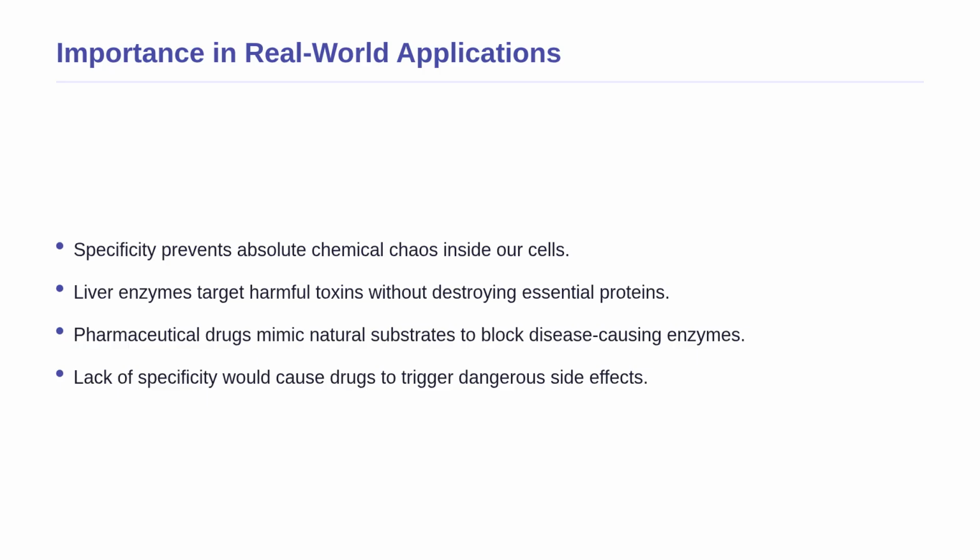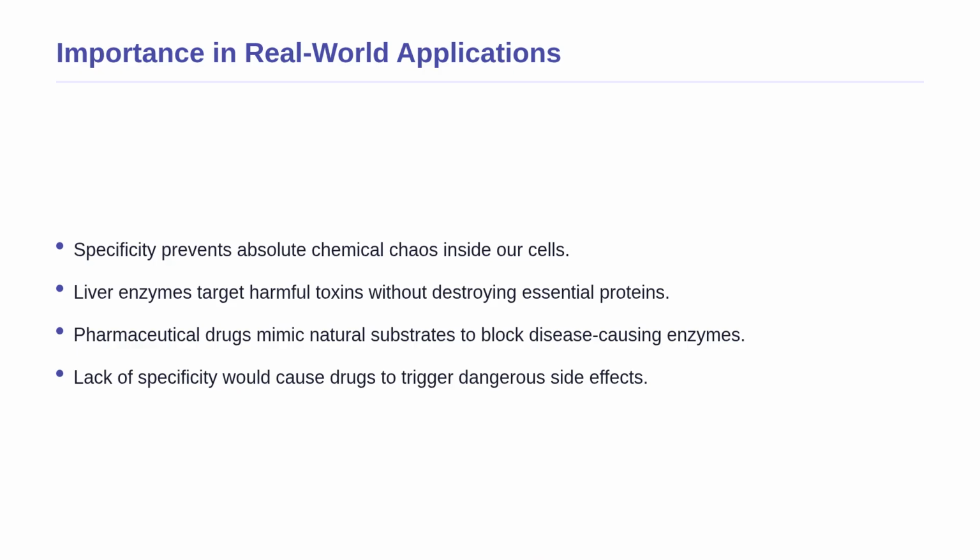Building on that definition, why does this high level of specificity matter so much in real life? Without it, our cells would descend into absolute chemical chaos, with enzymes randomly destroying or building the wrong molecules at the wrong times. For example, the enzymes that break down toxins in your liver must specifically target harmful chemicals without accidentally destroying the essential proteins your body needs to survive.